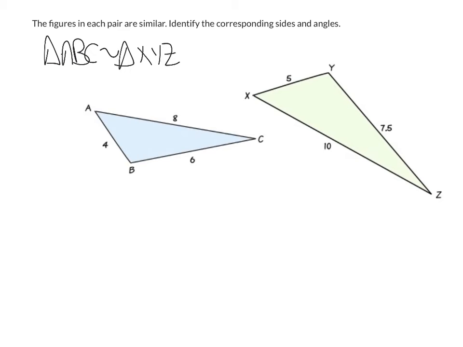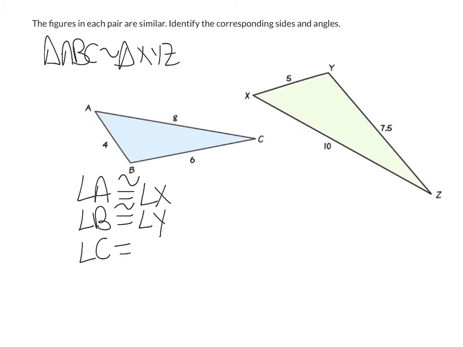So first, let's start with our corresponding angles, because these are really easy to do. Like I said, you can just look at the name. So since the A comes first, its corresponding angle is going to be the first letter in the second one. So I could say angle A, once again we say, is congruent to angle X. All right, if we do the same thing, the second letter in those would be angle B is congruent to angle Y, and angle C is congruent to angle Z.